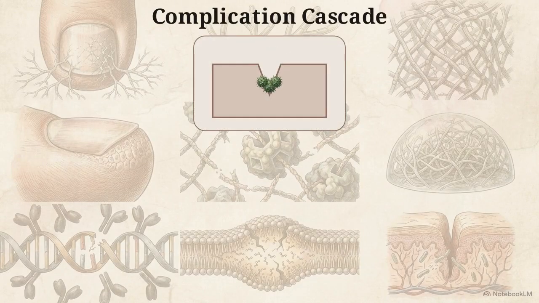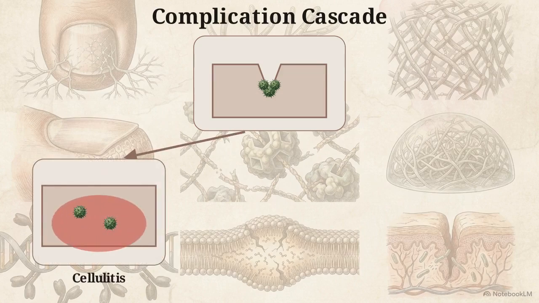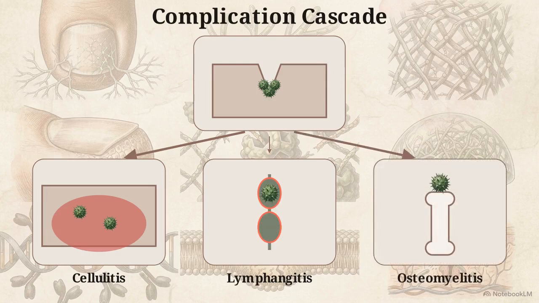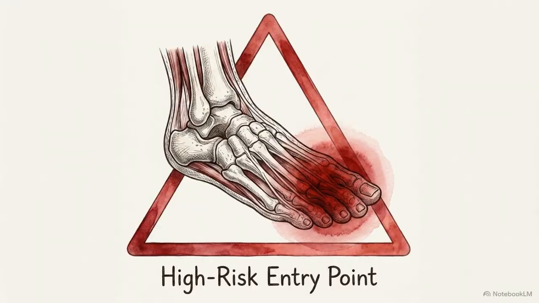A fissured skin barrier allows secondary bacterial entry, which can rapidly progress to cellulitis, travel up the lymphatic system as lymphangitis, or penetrate deep tissue to cause osteomyelitis. For high-risk populations, these fungal lesions function as open gateways for limb-threatening bacterial complications.